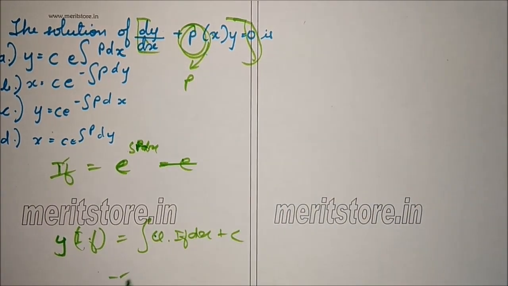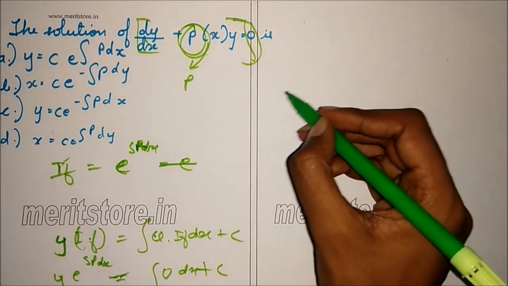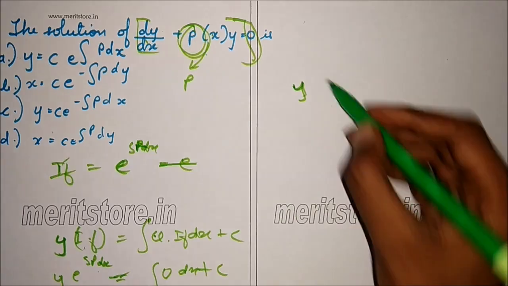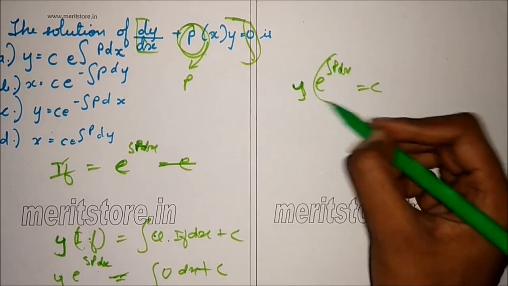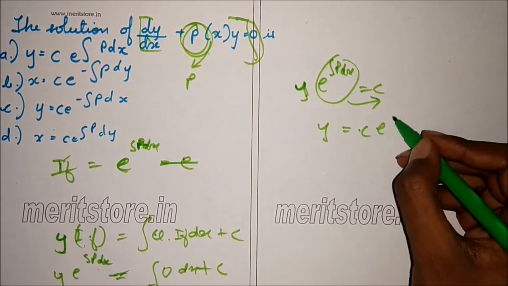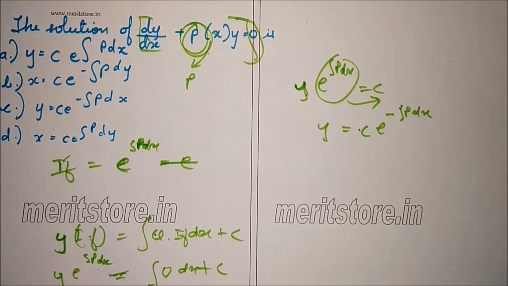But q equals 0, so this will be integration of 0 plus c dx. So y into e raised to integral p dx equals c. Shifting this term to the RHS, we get y equals c e raised to minus integral p dx, which is option C.